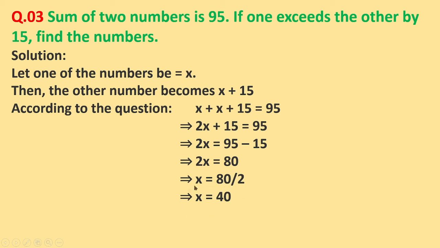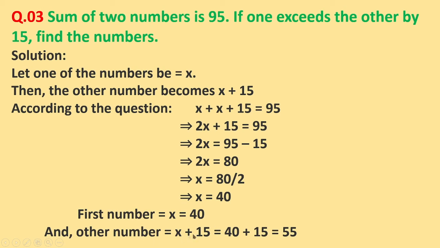Now don't think that we have got the answer, because we have to find both the numbers. The one number which we have assumed as x is 40. What about the other number? The other number exceeds the first number by 15. So we get x plus 15. x is equal to 40, that was the first number. The second number is x plus 15, that is 40 plus 15, nothing but 55. Okay. So we have got both the numbers.